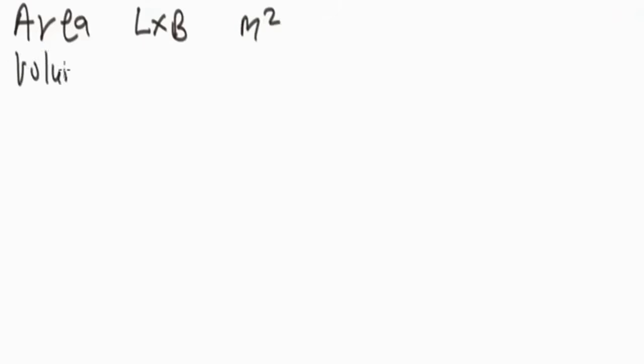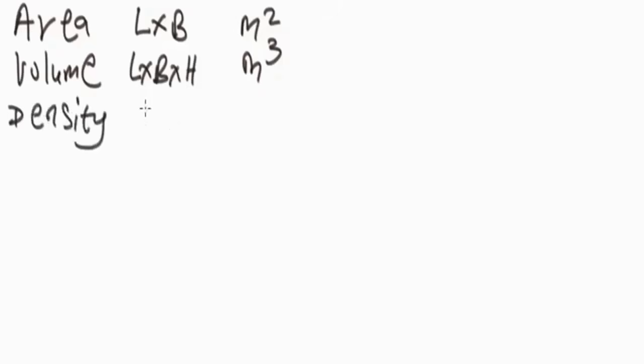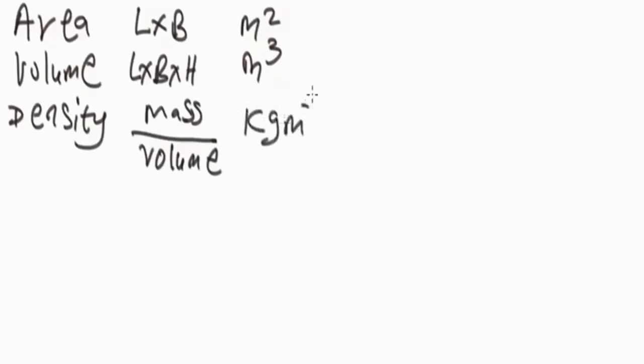We have area. Area is one of them. Area is calculated using length times breadth, and its unit is meter square. We also have volume. Volume is calculated using length times breadth times height, and its unit is meter cube. We also have density. Density is calculated using mass over volume. So the unit of density is kilogram per meter cube.